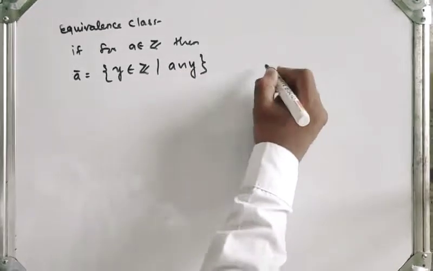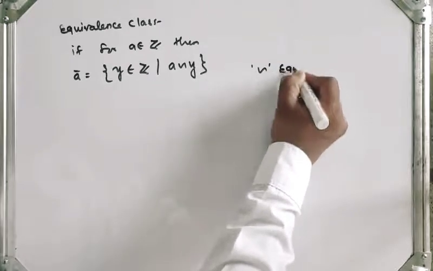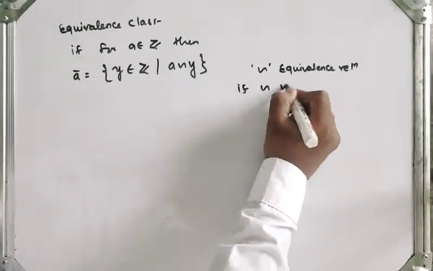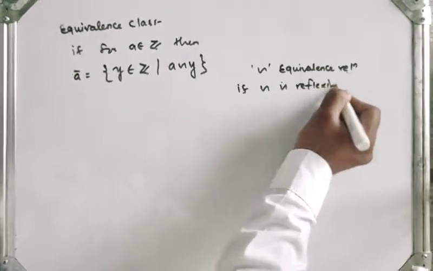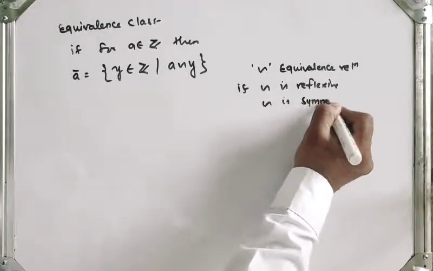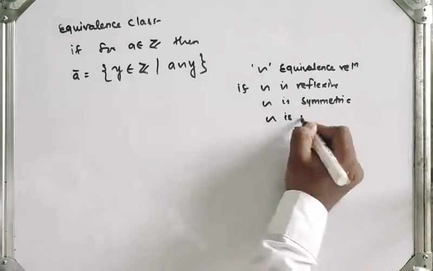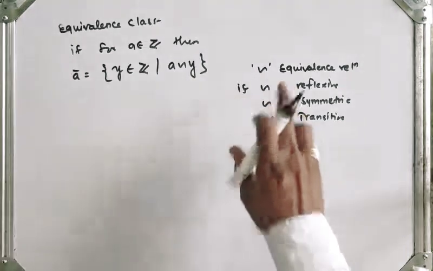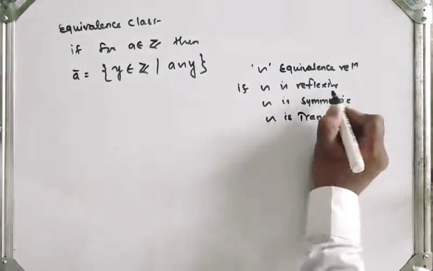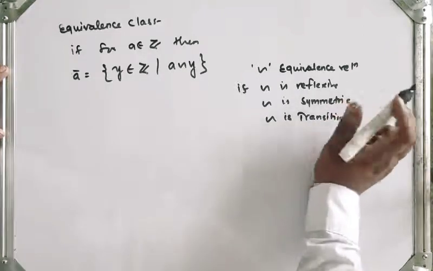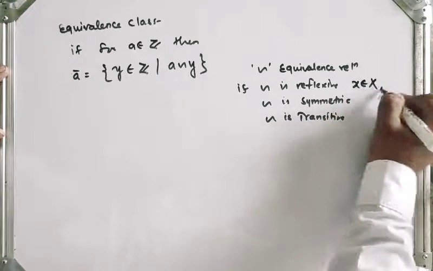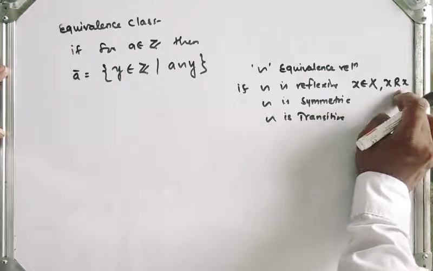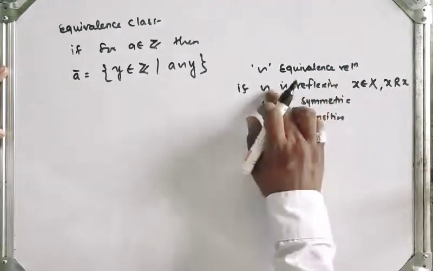When we say that the relation tilde is an equivalence relation, it means tilde is reflexive, tilde is symmetric, and tilde is transitive. If all these three conditions are satisfied, then we say that tilde is an equivalence relation. So what is a reflexive relation? In a reflexive relation, I take an element x from set X, then we show that x is related to x. If this condition is satisfied, then we say that relation R, or tilde, is reflexive.